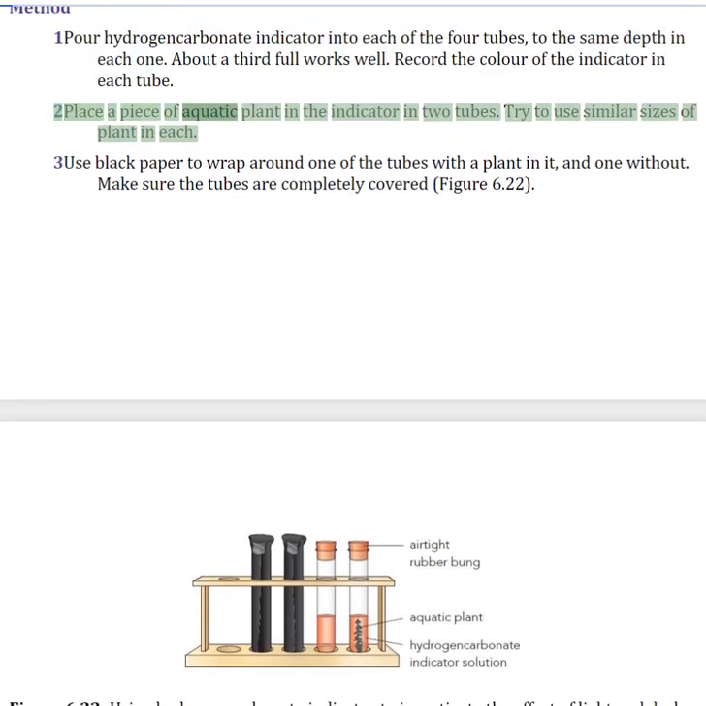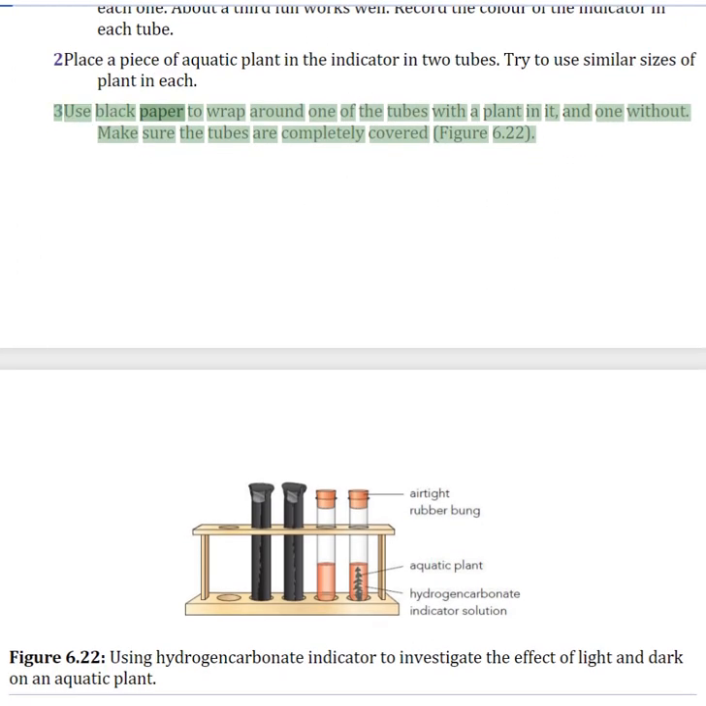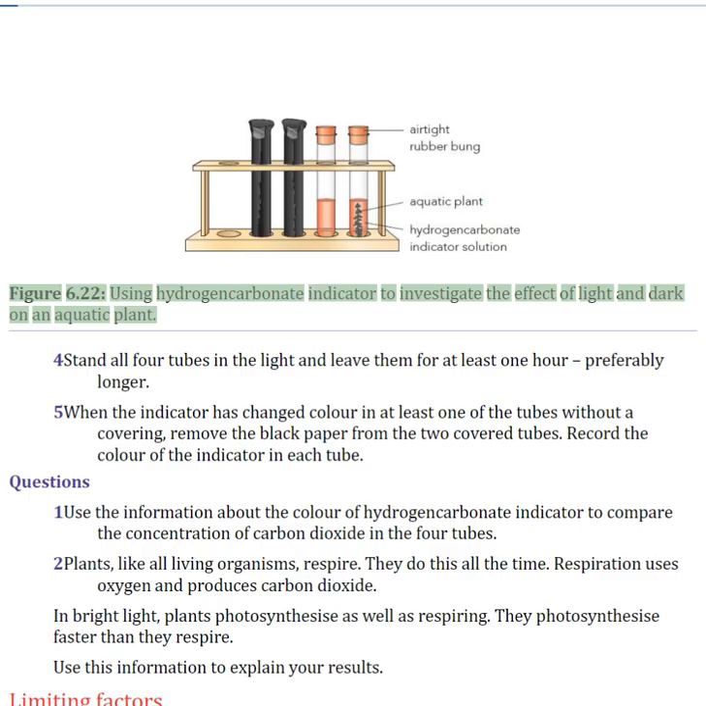2. Place a piece of aquatic plant in the indicator in 2 tubes. Try to use similar sizes of plant in each. 3. Use black paper to wrap around one of the tubes with a plant in it, and one without. Make sure the tubes are completely covered. Figure 6.22, using hydrogen carbonate indicator to investigate the effect of light and dark on an aquatic plant.